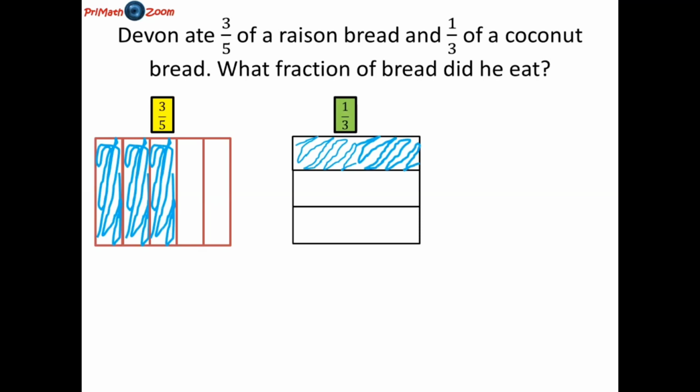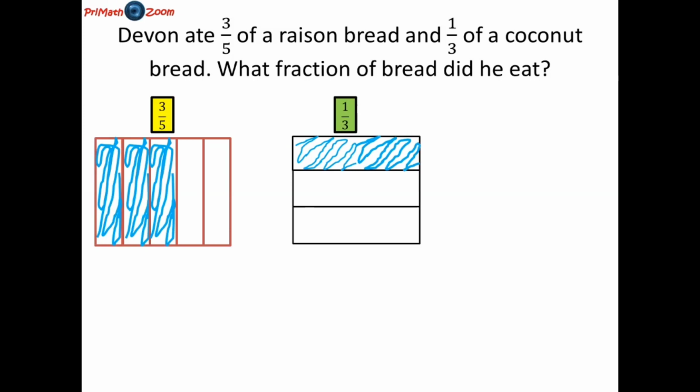Now, if he ate 3/5 of one and 1/3 of another, it shows that these different breads are cut into different amounts of parts. That means these parts are not equal. So, in order to find how much bread Devon ate in all, we have to ensure that the parts are equal. And how are we going to do this? What we're going to do is basically overlap the third fraction over the fifth fraction, and that will now give us the same number of parts.